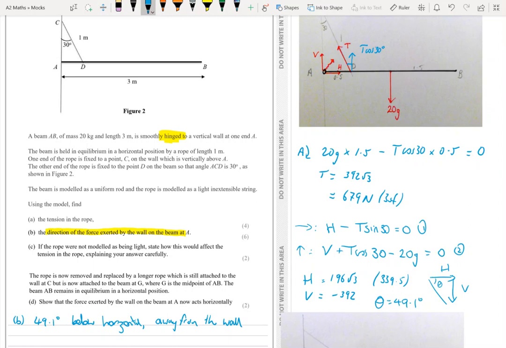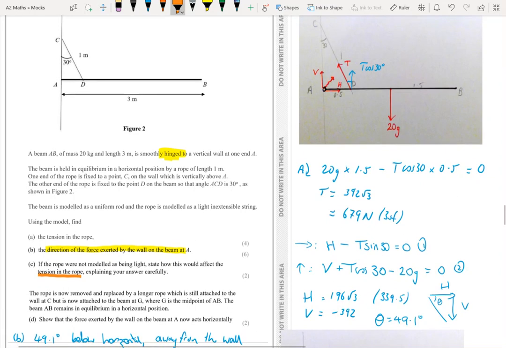Okay, part C. If the rope were not light, how would this affect the tension in the rope? So we need to focus there to talk about what happens to the tension in the rope, explaining as best we can. If the rope is not light, so the rope has mass, the consequence is that the tension is different at different places in the rope. And higher up the rope, the closer we are to point C in the diagram, we're going to get greater tension at point C, and it's going to decrease down the rope to point D.